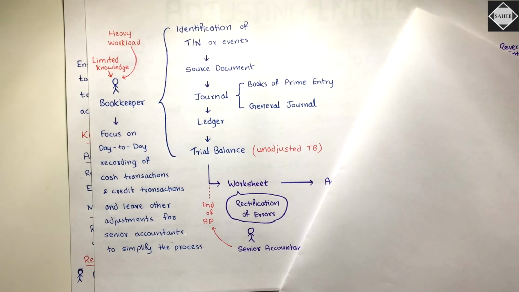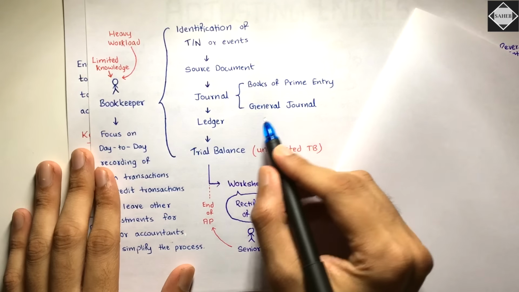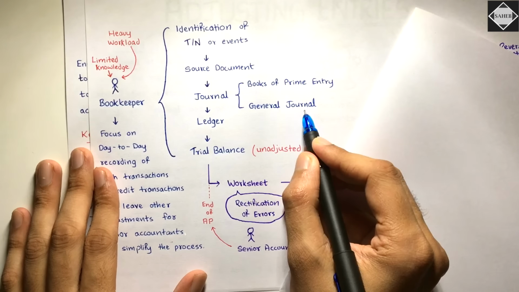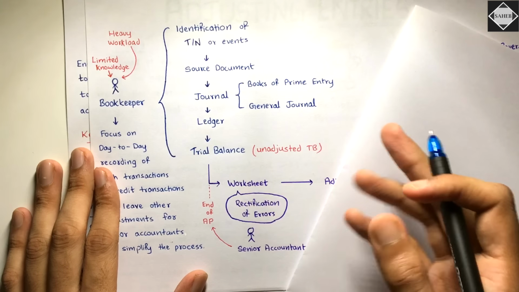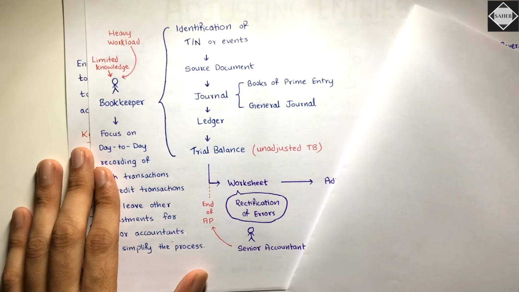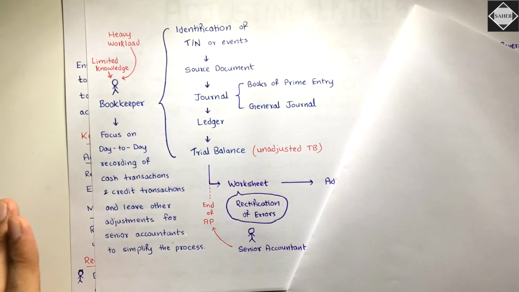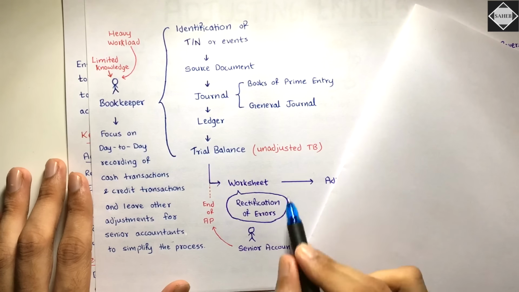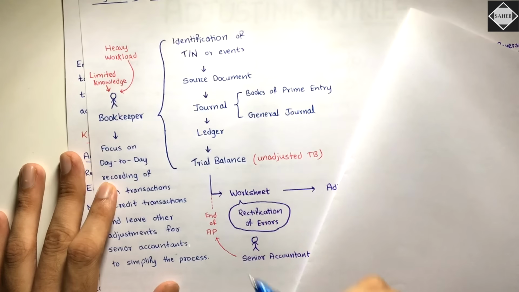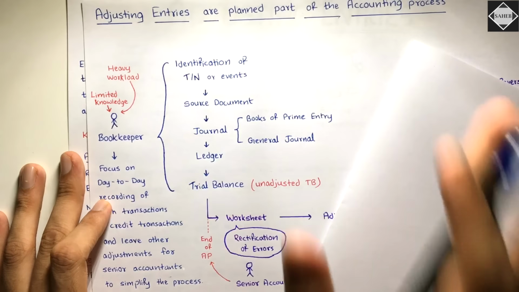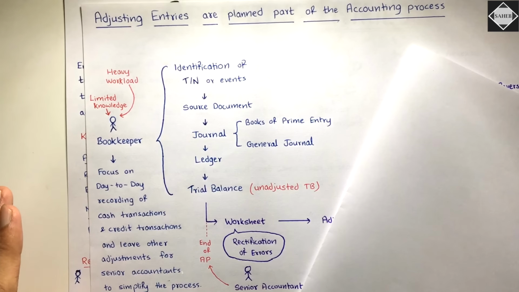If there are any errors, then that will be rectified in the general journal. Okay, so he will do that. Rectification of errors will happen over here. Now you have to ask yourself, how are rectification entries different from adjusting entries? Let me tell you, it's really simple.